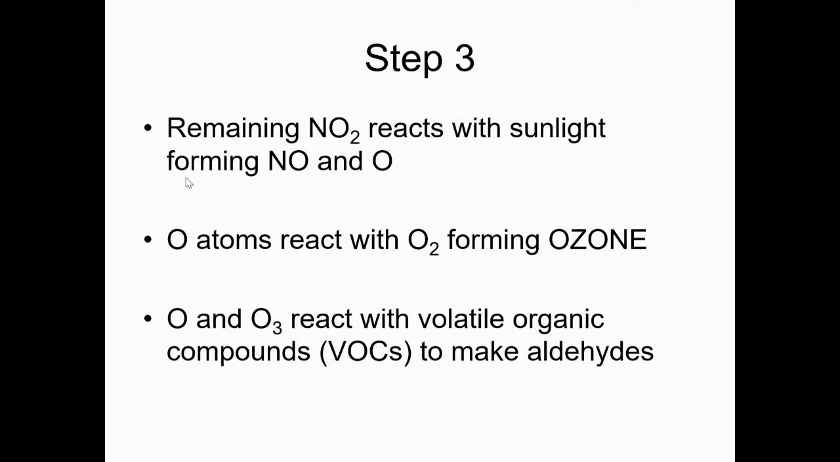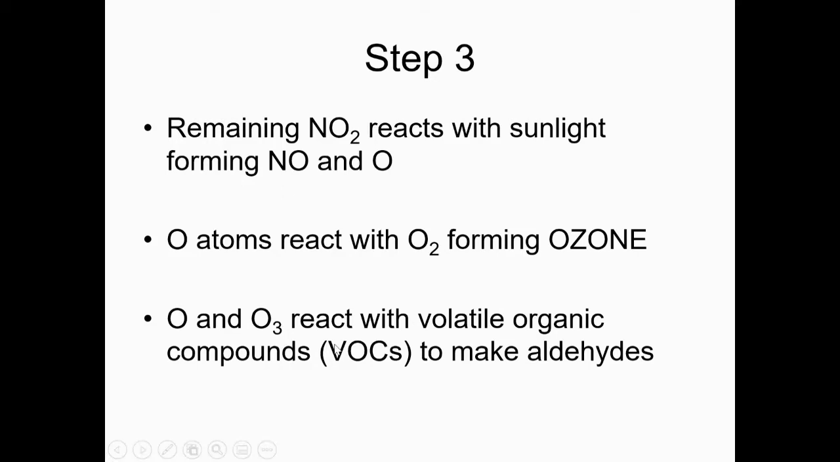And O is unhinged. It's like that weird person in your class that you don't want to give caffeine and a puppy to because they will explode with bizarre emotions. It's called a free radical. Oxygen atoms react with O2 to form ozone. O and O3 react with these other things called VOCs, volatile organic compounds, to make aldehydes. So here is the weird thing. The only thing that's required for this stage is sunlight.